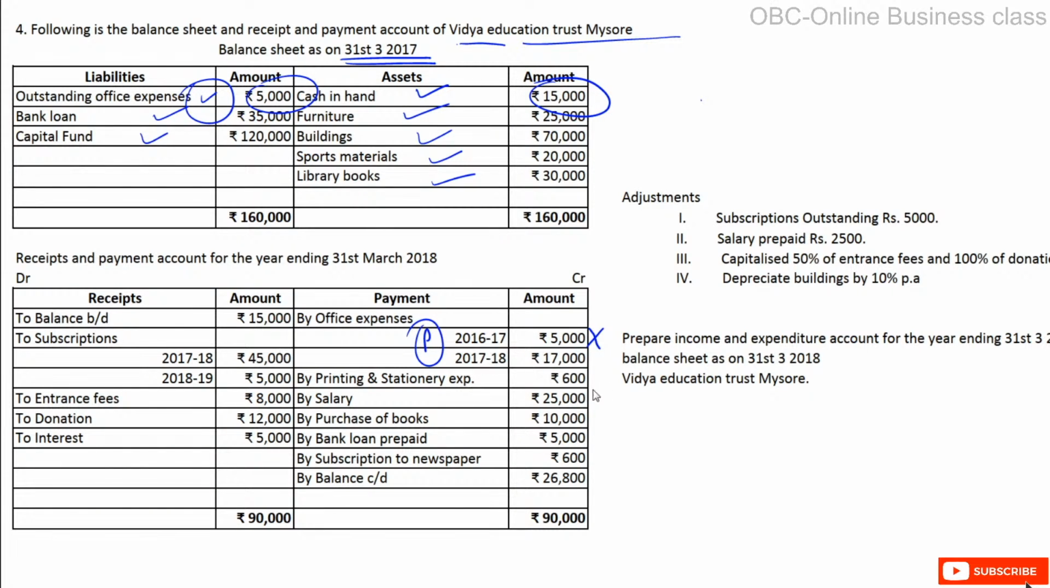Next is 2017-18, that means the 2017-18 amount has been given. Current year office expenses should be taken in the income and expenditure account.